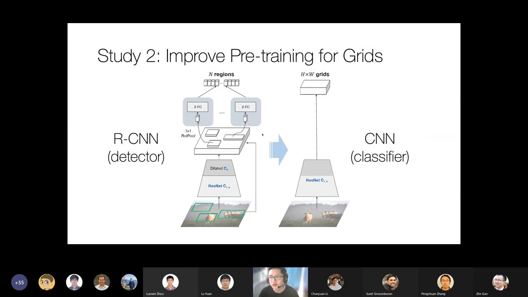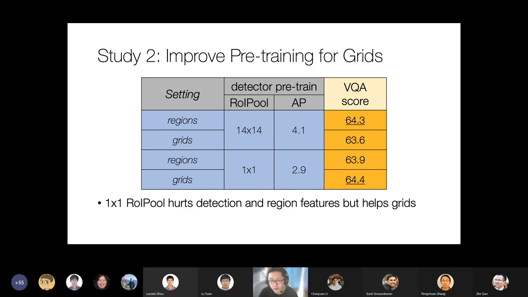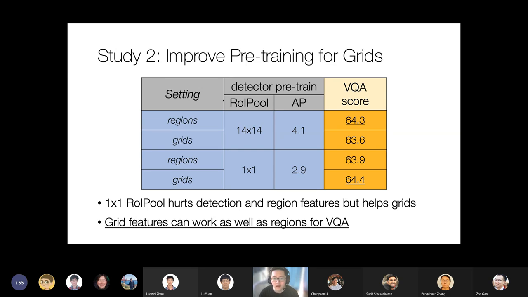After this change, we still do grid feature extraction using the same bottleneck, to get the H by W grids. And we find it has an interesting effect: it improves the grid features from 63.6 to 64.4, so almost on par with the regions. But it actually hurts the region features almost to the level of grid features. So with these two studies, we have a conclusion that grid features can work just as well as regions for VQA.